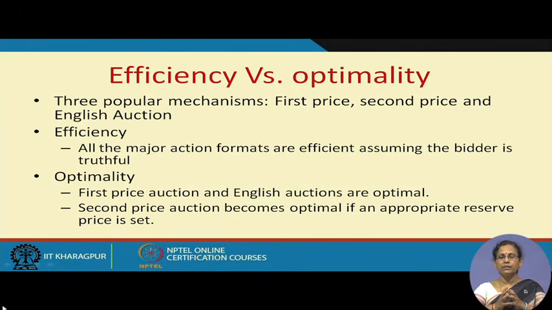Now, assuming the bidder is truthful is again a little bit stringent condition. How do I know the bidders are truthful? We are going to see shortly that the second price auction, or the Vickrey auction that I was talking about so far, indeed enforces the bidders to be truthful. A rough kind of proof we are going to see. Then next is optimality. The first price and English auctions are optimal. Second price auction becomes optimal if an appropriate reserve price is set.